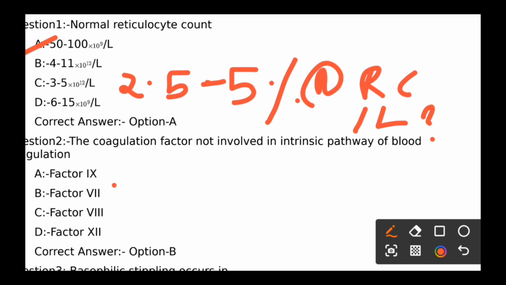Next question. The coagulation factor not involved in intrinsic pathway of blood coagulation. Option A factor 9. Option B factor 7. Option C factor 8. Option D factor 12. The right answer is option B factor 7.